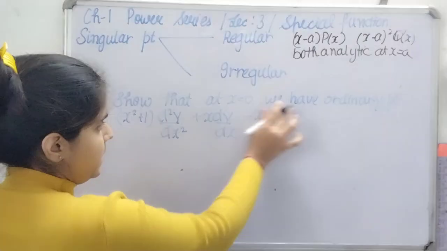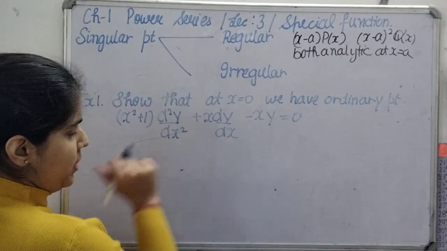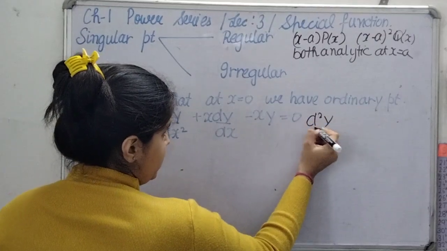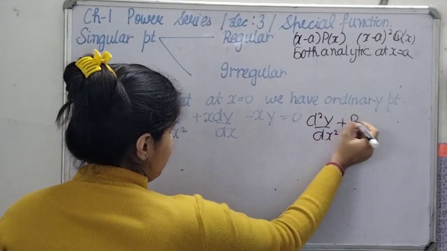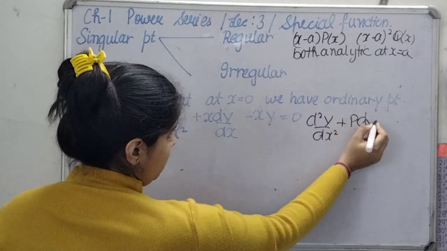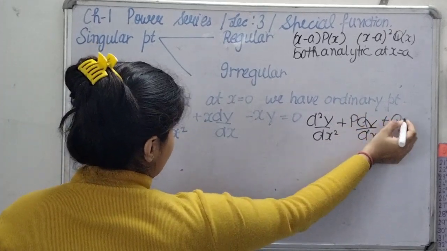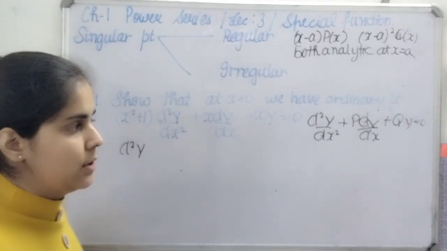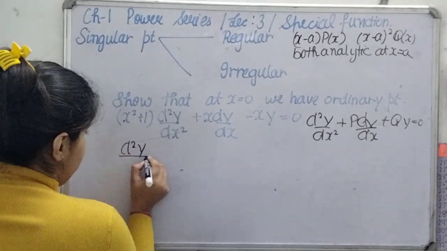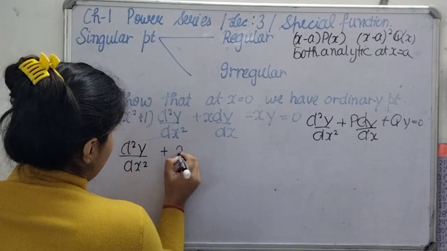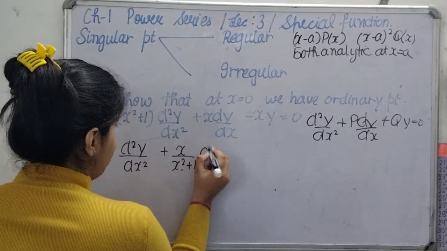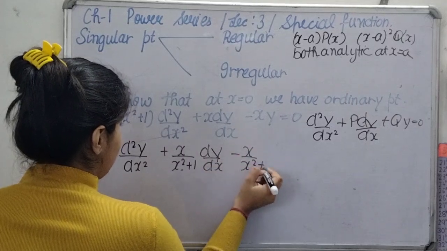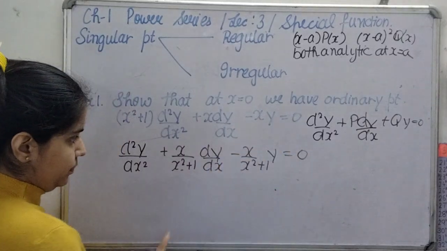Example 1, show that x is equal to 0 we have the ordinary point. Equation देखिए, first step क्या रहेगा, we have to compare it with the equation d square y by dx square plus px, मैं यहाँ पे p लिखती हूँ, dy by dx plus qy is equal to 0 because it is assumed that p and q are analytic functions of x. So d square y by dx square plus x upon x square plus 1 dy by dx minus x upon x square plus 1 into y is equal to 0.